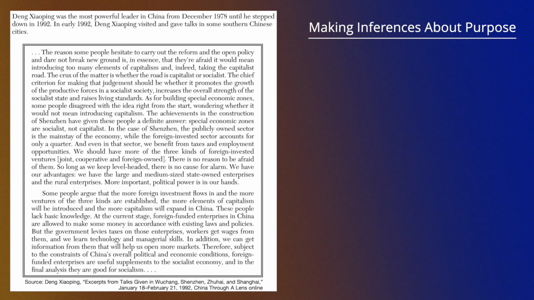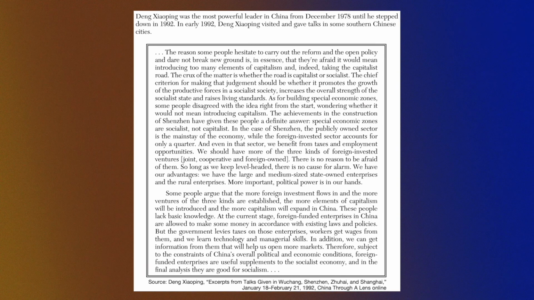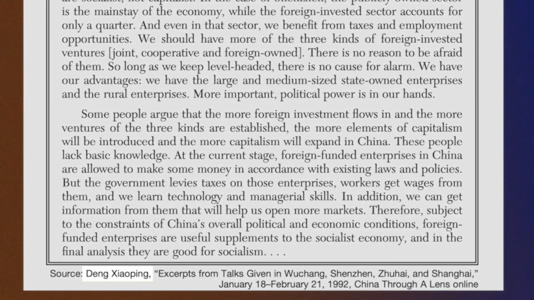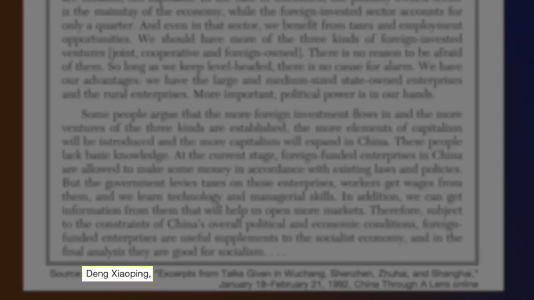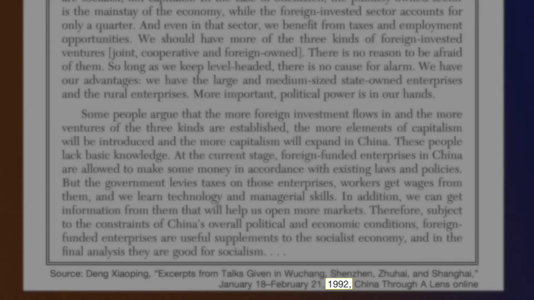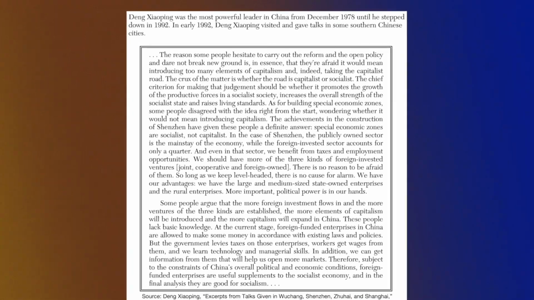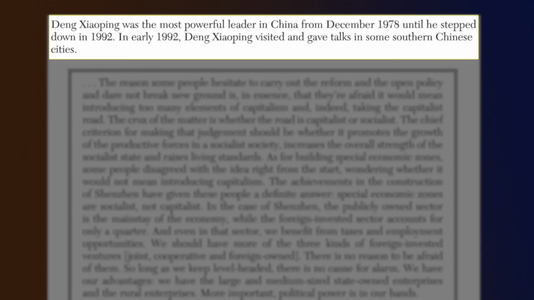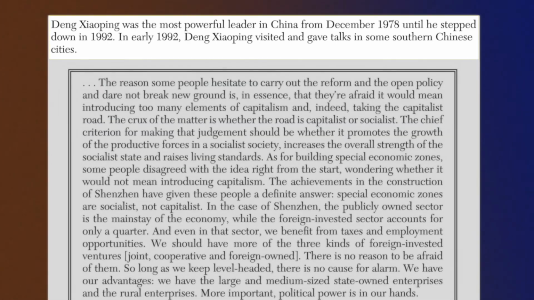Let's go through this process together. If you look at the bottom of the document, you'll see that the author of this source was Deng Xiaoping, and it was a speech delivered in China in 1992. The article introduction states that Deng Xiaoping was the most powerful leader in China from December 1978 until he stepped down in 1992. In early 1992, Deng Xiaoping visited and gave some talks in some southern Chinese cities.